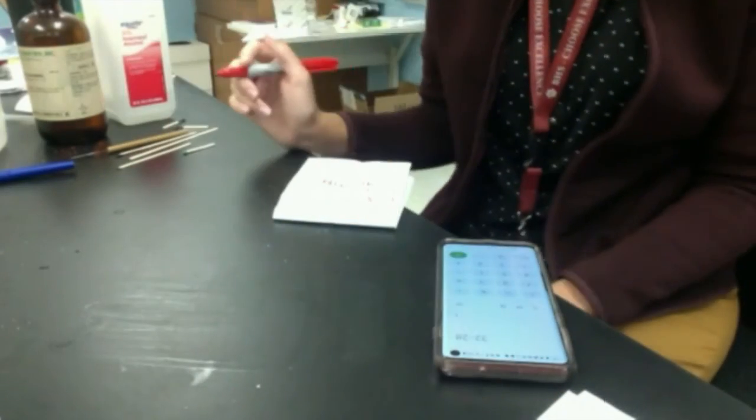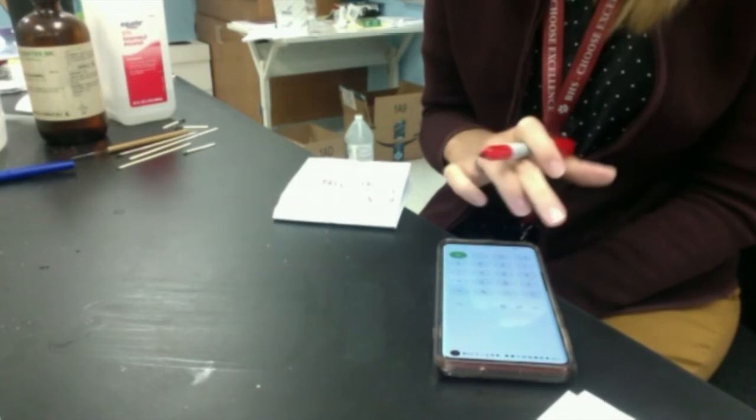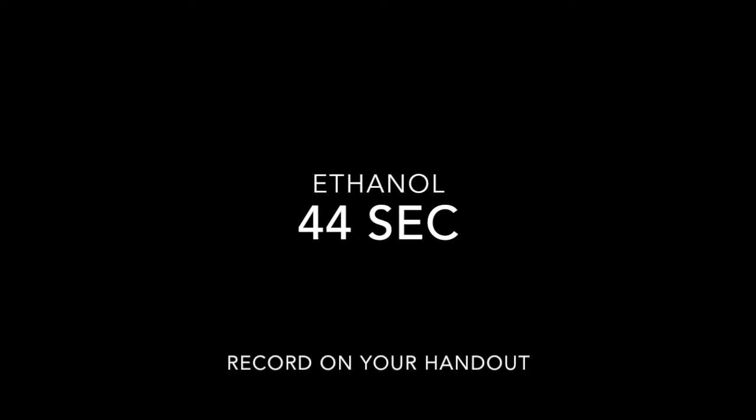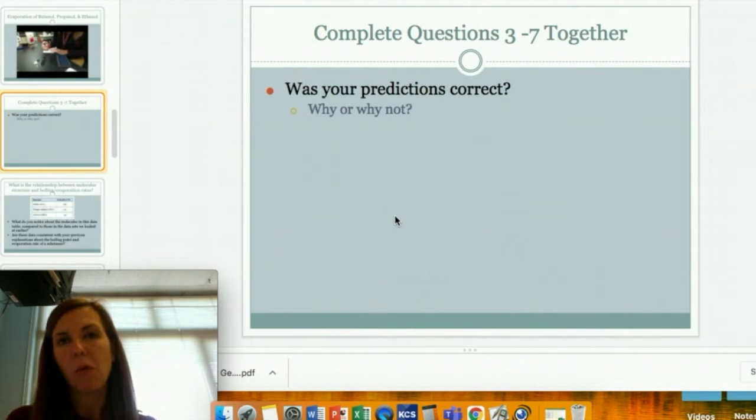So the isopropanol took 4 minutes and 4 seconds. And then the one I really need to calculate is the ethyl alcohol. It only took 44 seconds to evaporate the ethanol. So after watching the video, were your predictions correct? Why or why not? What were you thinking?